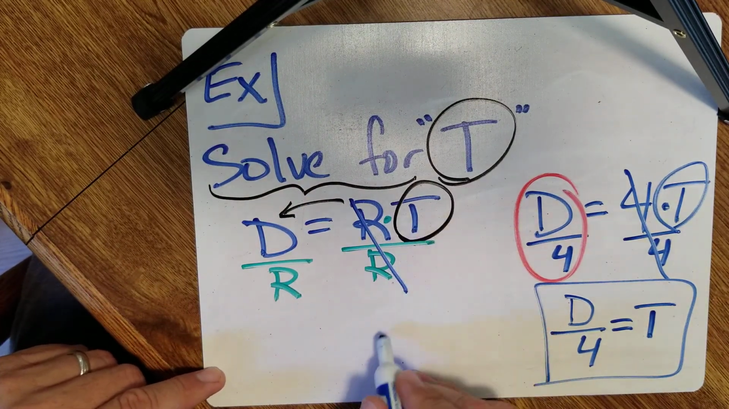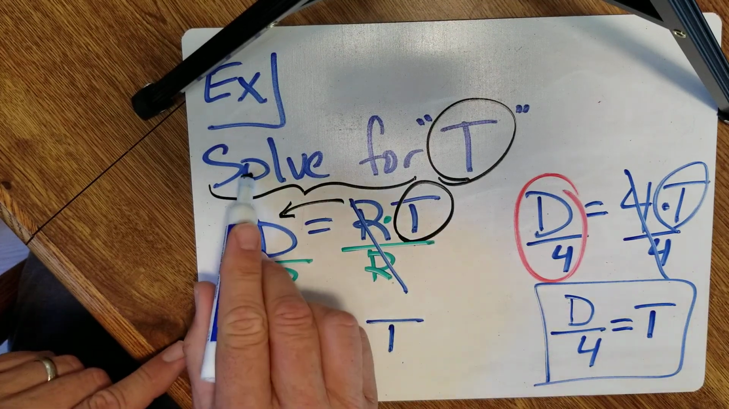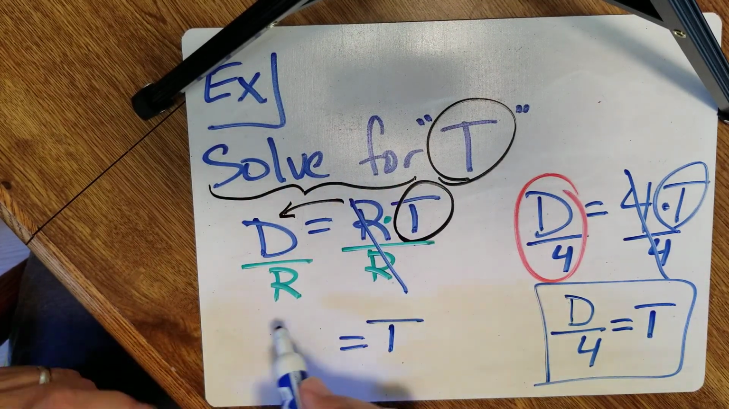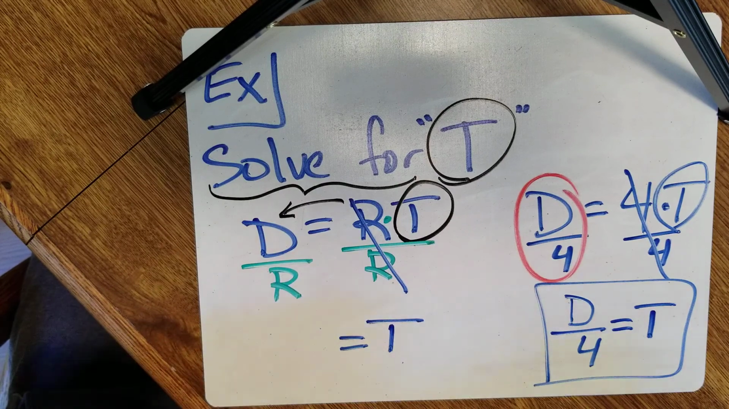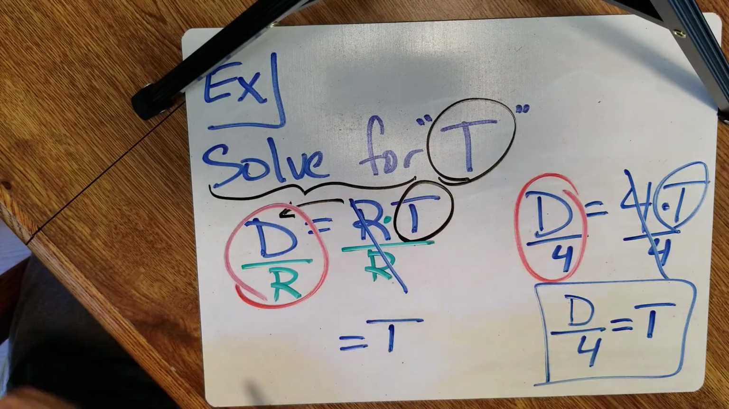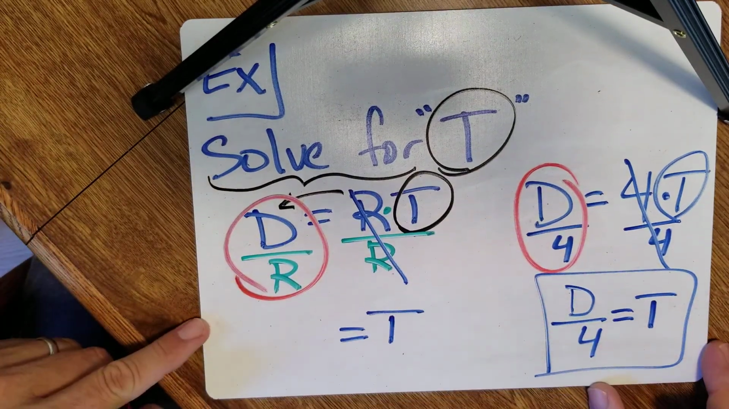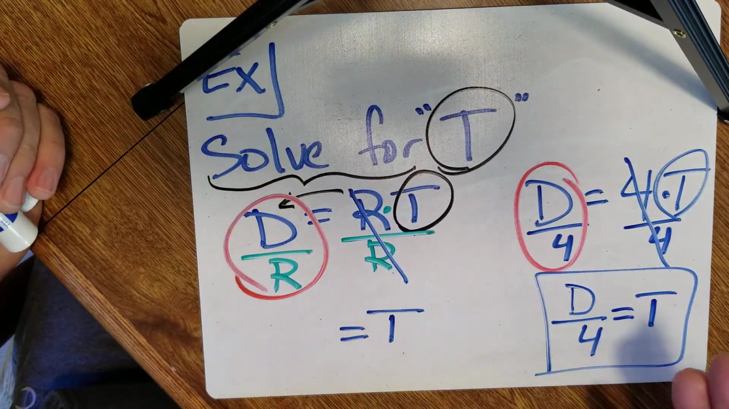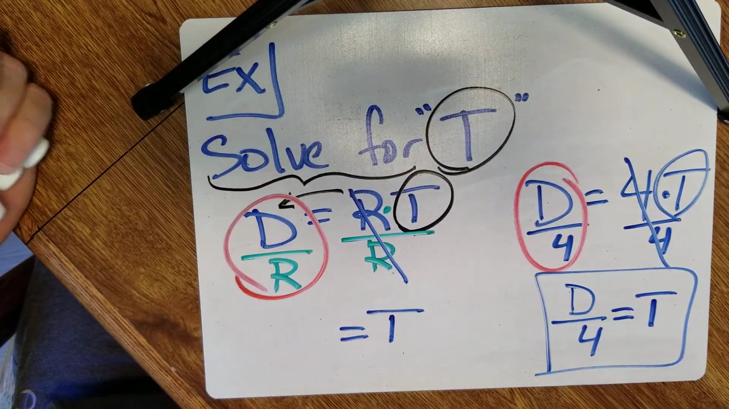That's just math. And did I get t by itself? Yes. Have I solved for t? I did. But we run into the same problem that we did over here. What is d divided by r? Well, I don't know. Those are variables. I don't know what d is. I don't know what r is.